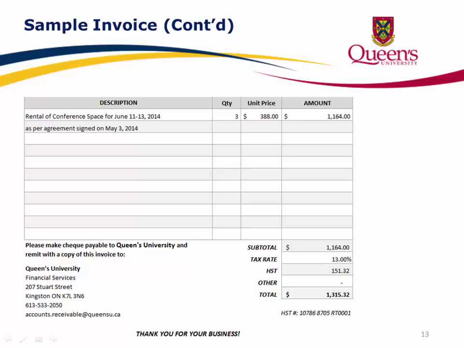$1,315.32. Note, when the services delivered are in multiple provinces and/or countries, please contact Financial Services to discuss how to correctly reflect the tax amounts on the invoice.